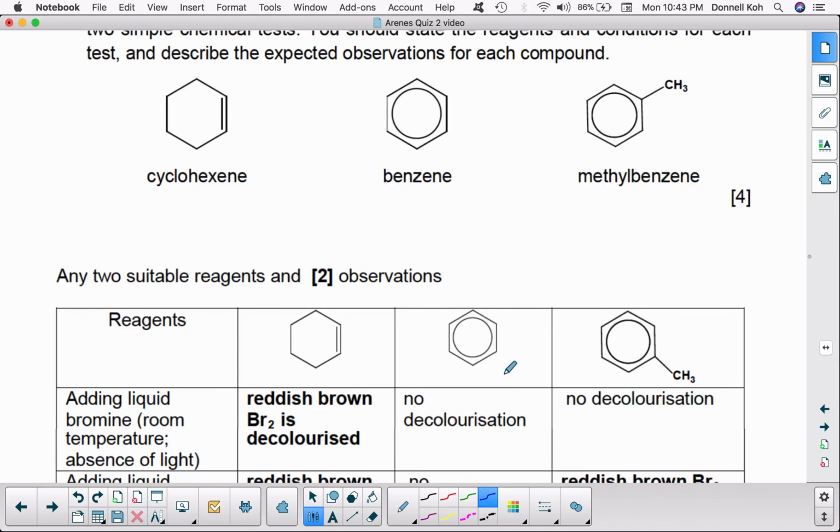So reddish brown bromine is decolorized for cyclohexene because of the presence of the alkene. Okay, for benzene, it doesn't undergo decolorization because of the absence of a halogen carrier like aluminum bromide. So there's no electrophilic substitution that can take place. So there's no decolorization. Similarly for methylbenzene, there's no electrophilic substitution for the benzene ring because of the absence of a halogen carrier or catalyst like aluminum bromide. And the methyl group can also not react because of the absence of UV light.